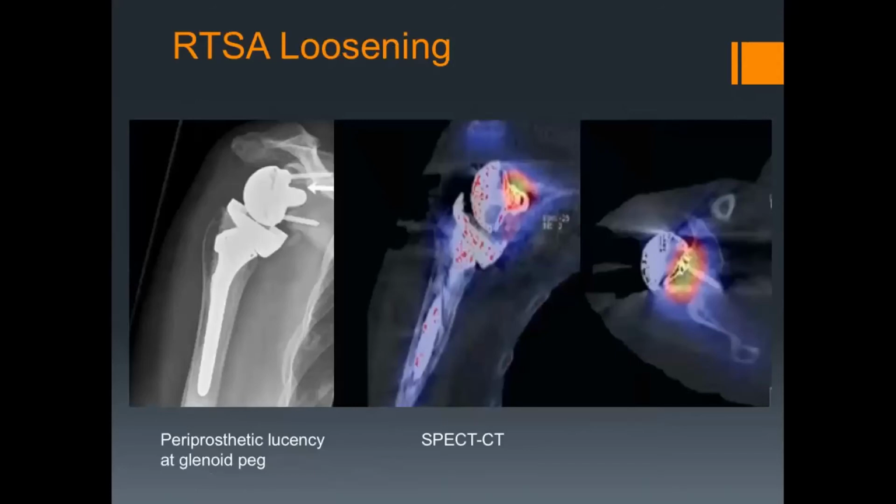So this is another complication: loosening of the prosthesis. Similar to the anatomic total shoulder arthroplasties, it tends to happen on the glenoid side. This is an example where you can see on this AP radiograph continuous periprosthetic lucency with some sclerosis related to the metal glenoid peg. And you can see on the SPECT CT image that that corresponds to intense radiotracer uptake at that region, supportive of loosening.